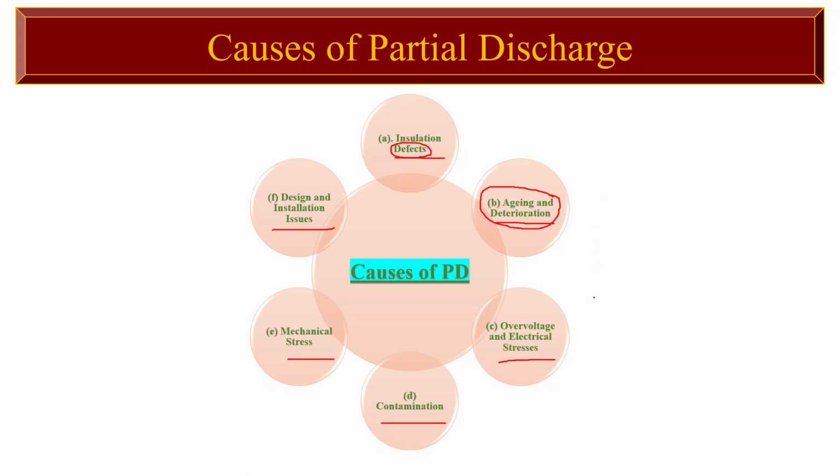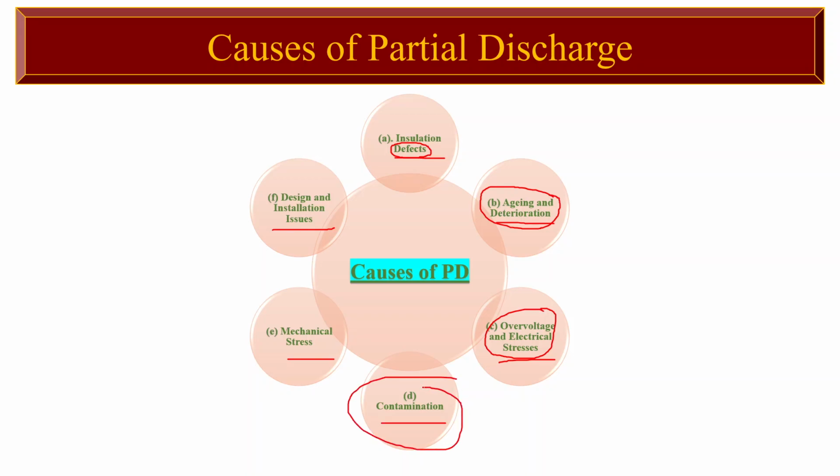Third one, overvoltage and electrical stresses. High electric field strength caused by overvoltages, voltage surges, or electrical transients can exceed the insulation breakdown strength and trigger partial discharge. These voltages can result from lightning strokes, switching operations, and other system faults.